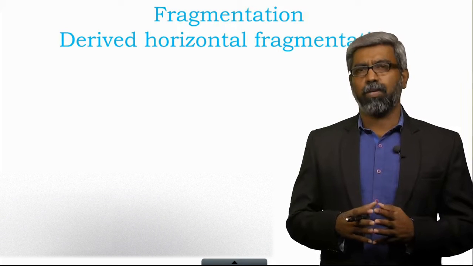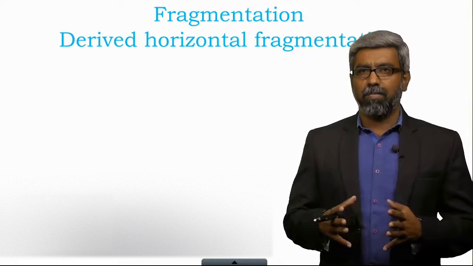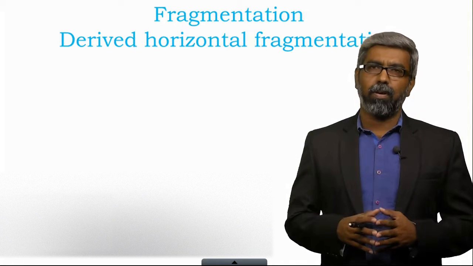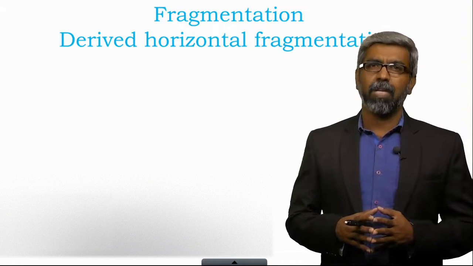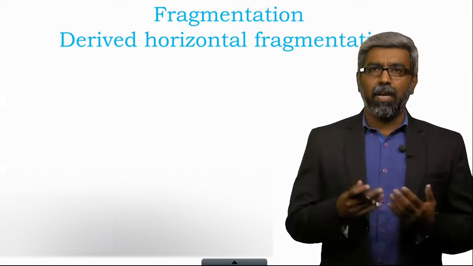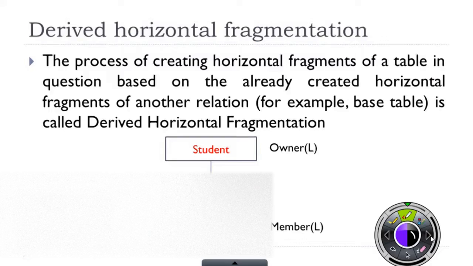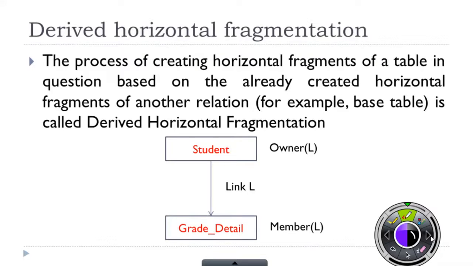For that process, we call this derived horizontal fragmentation. So another variety of horizontal fragmentation is derived horizontal fragmentation. Let us discuss derived horizontal fragmentation in this lecture. Now let us go to the presentation. Derived horizontal fragmentation is the process of creating horizontal fragments of a table in question based on the already created horizontal fragments of another relation.